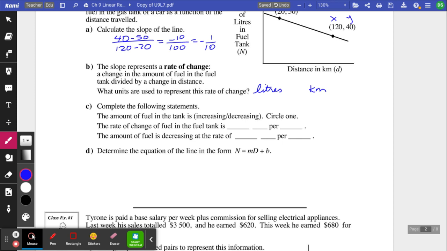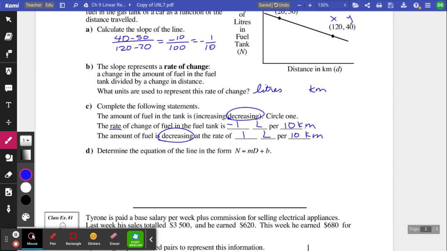All right. So the amount of the fuel in the tank is decreasing. And the rate of change of the fuel in the tank is minus, so if it's just talking about the rate, I'm going to say minus 1 liter per 10 kilometers. Or the amount of fuel is decreasing. If they put the word decreasing in there, then I'm just going to put 1 liter per 10 kilometers.